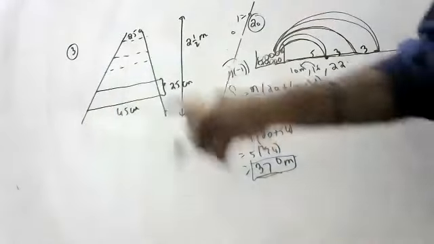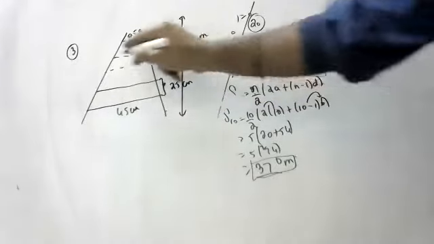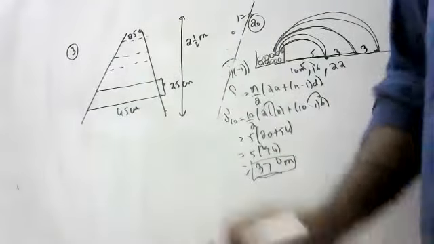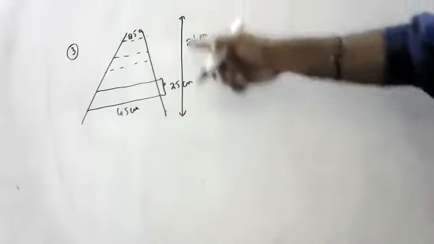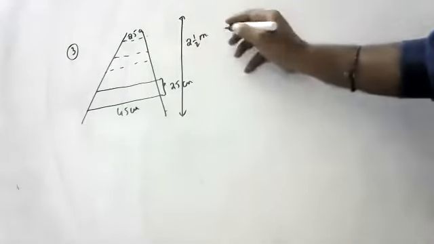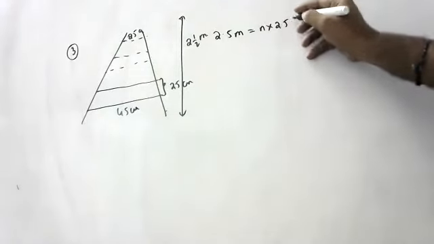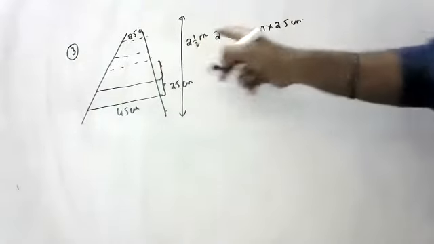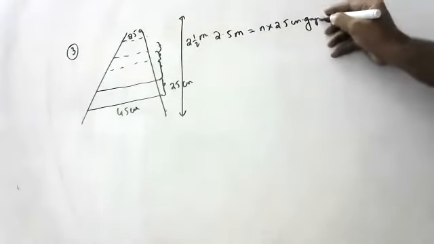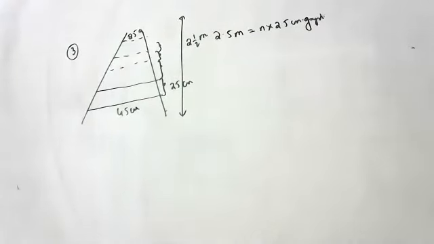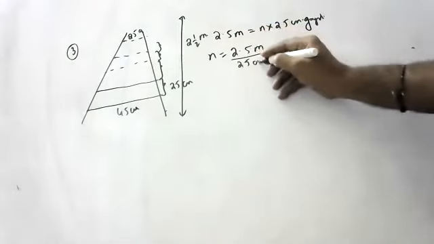The question is, what is the length of all the steps? This plus this plus this plus this. First of all, you should know how many steps are there, children. So in 2.5 meters, how many 25 centimeter gaps are there? So n is equal to 2.5 meters by 25 centimeters.